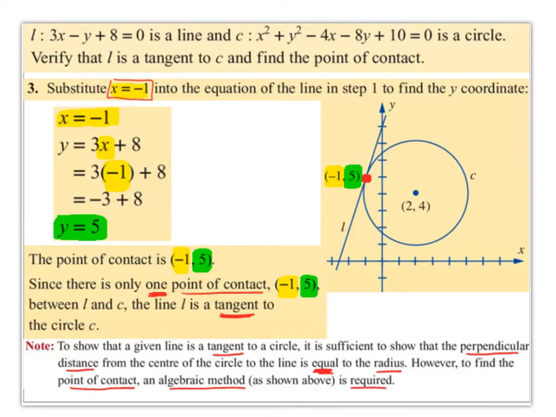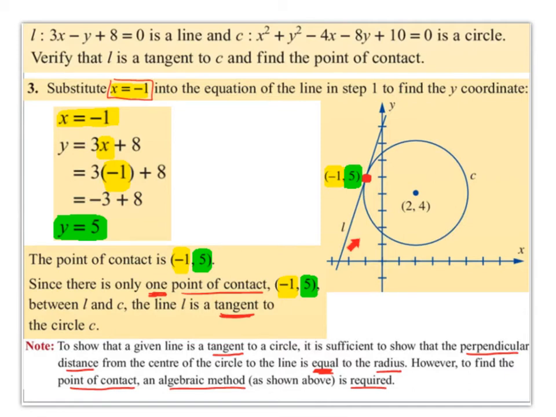So this is what it looks like. Here's our x-axis, here's our y-axis, here's our circle C, here's the line L, and here's the one and only point of contact, minus 1 comma 5, which makes this line a tangent to the circle.